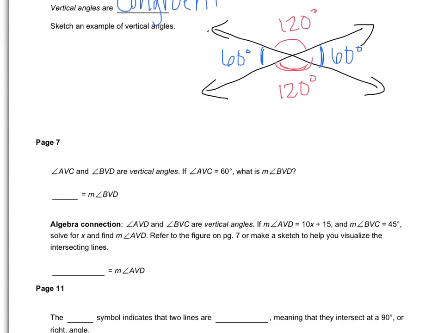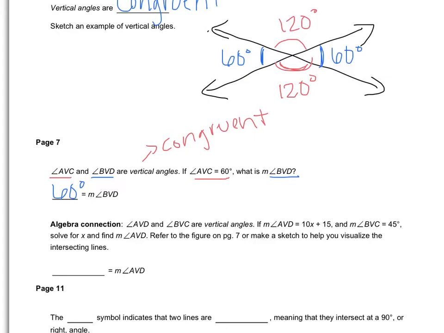It says if angle AVC and angle BVD are vertical angles, so that means they're congruent. So if AVC is 60, what is BVD? Well, if AVC is congruent to BVD, then they're both going to be 60 degrees because they're going to be the same.